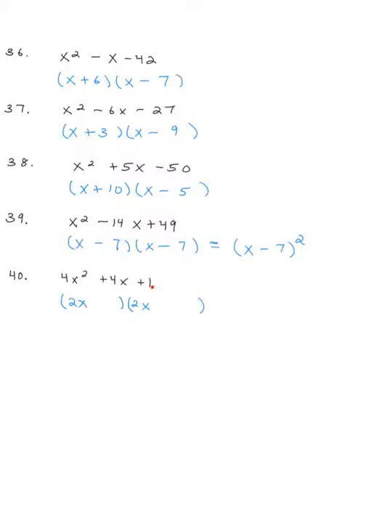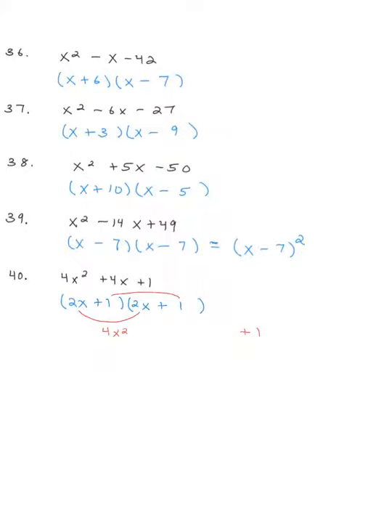If I want a 1 at the end, the only choice would be a plus 1 and a plus 1. But here, I want to be a little bit more careful when I verify my work. I'm going to check my answer since I'm guessing. 2x and 2x is definitely 4x squared. 1 and 1 is definitely this plus 1.